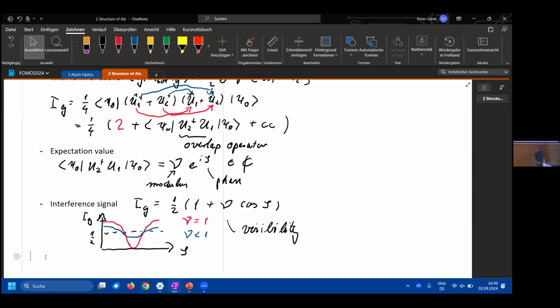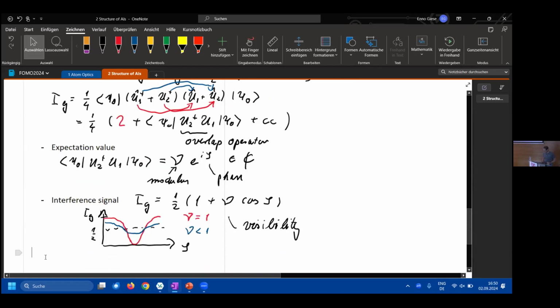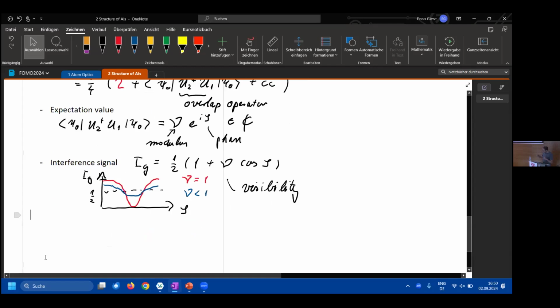Okay, good. So I'm not sure if I made subchapters here. Yeah, okay, we don't have subchapters. I forgot about those. But now let's calculate the evolution along these interferometer branches.